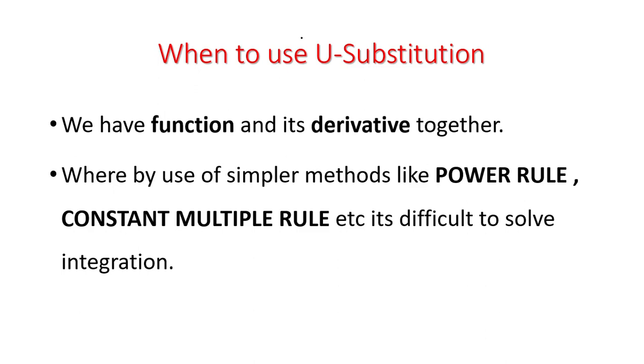We have a function and its derivative together, or we can use simpler methods like the power rule or constant multiple rule. Otherwise, it's difficult to solve the integration. As I mentioned earlier, usually we use u substitution when you have a product of functions or a quotient of functions. So we use u substitution.